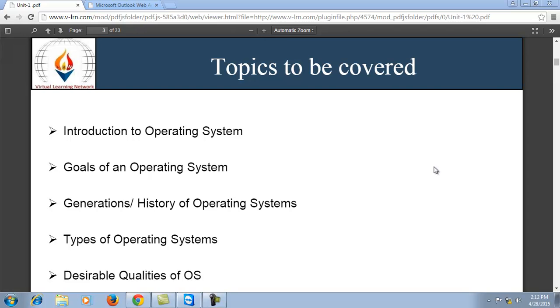Today we are starting the subject operating system. First we will cover the following topics: introduction to operating system, goals of an operating system, generations, in which generation which kind of operating system we used and how it changed generation by generation, types of operating system, then desirable qualities of operating system. Now come to the topics.